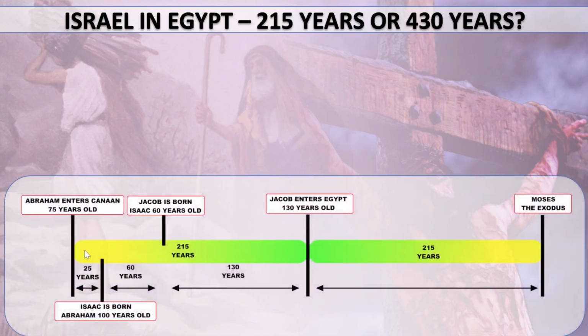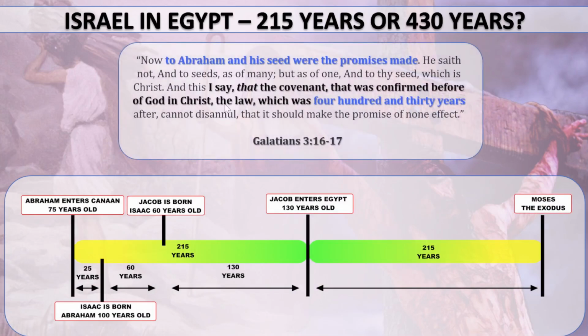Let's talk about this. Now, luckily, the Bible gives us a lot of great clues, and it's all mapped out for us. Let's go to the New Testament. And what the Apostle Paul is saying in Galatians 3:16 to 17 is this. To Abraham and his seed were the promises made. Okay, and then he goes to say, I say that the covenant that was confirmed before of God in Christ, the law, which was 430 years. So what Paul's pretty much saying, he's saying from the time of Abraham to the time of the law was 430 years. And that matches the Greek Septuagint, right?